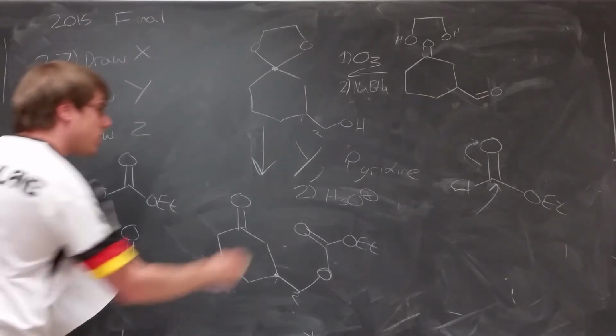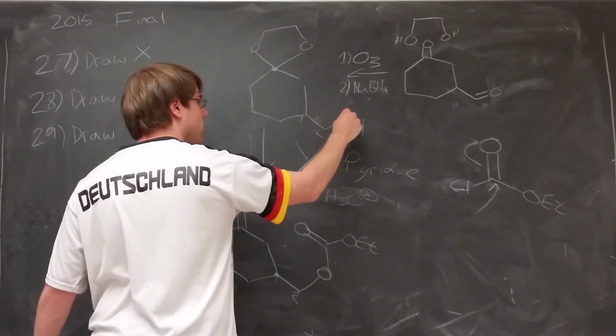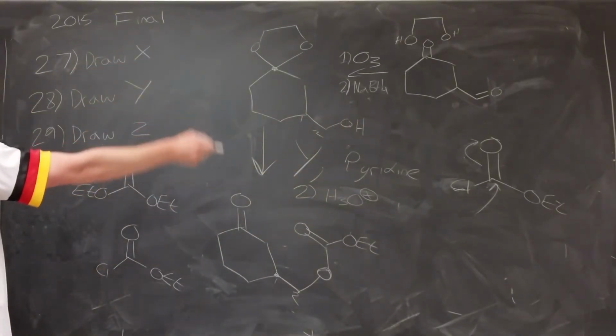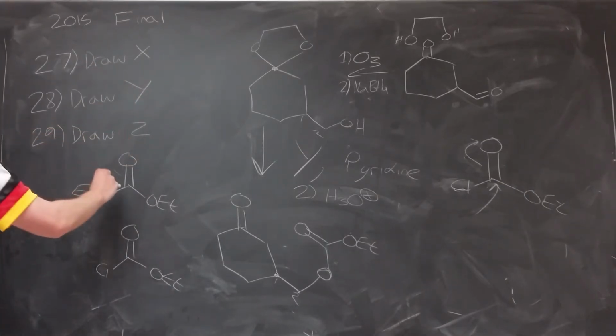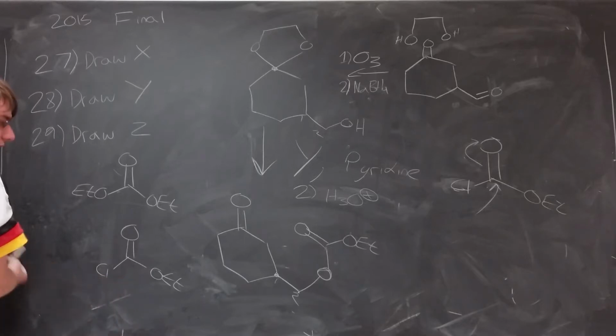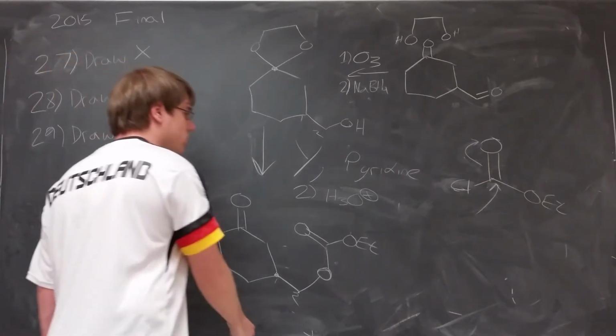Either way, this oxygen will get deprotonated by the pyridine. O- will then attack here. This will swing up, form an O-. That O- will swing back down to reform its double bond and kick one of these leaving groups out, either the OET in this structure or the Cl in this structure. So there's our structure for Y.